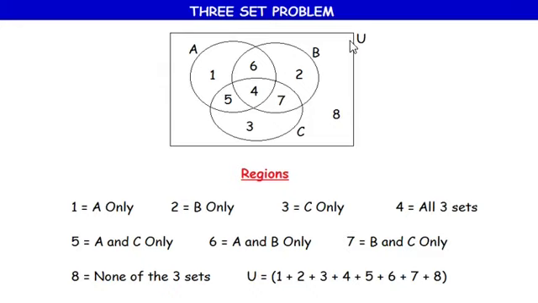If you want to get your universal set, just add up all the 8 regions. So region 1 plus 2 plus 3 plus 4 plus 5 plus 6 plus 7 plus 8 will give you the universal set. Right, so let's take a look at a practical question.